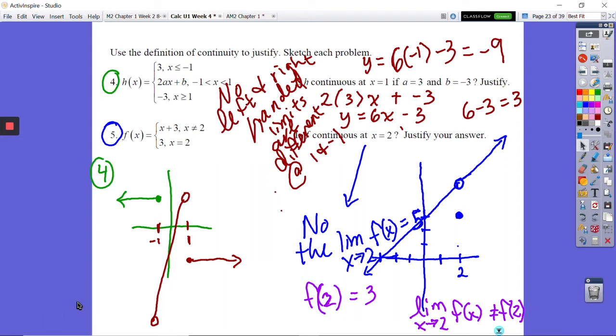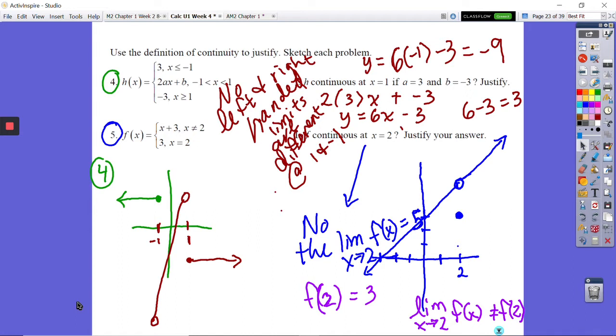But anyway, here we have, I added the left and right-handed limits. No, it's not continuous, because the left and right-handed limits are different. So at 1, at -1. So that's for number 4.